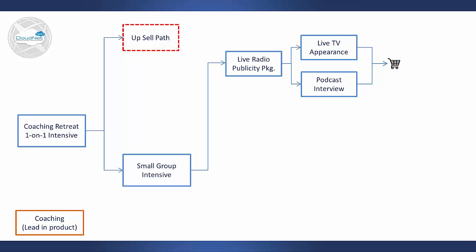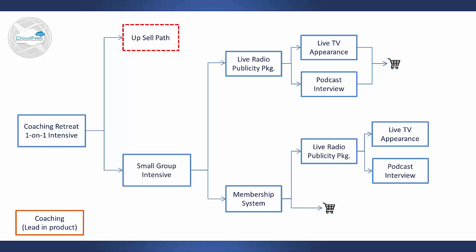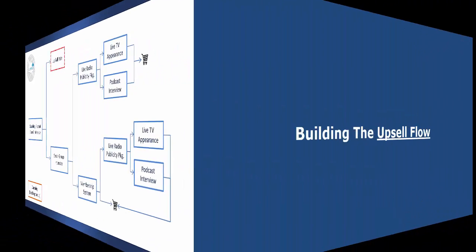And again, stepping back to the small group intensive, assuming they choose not to accept this offer, I can still downsell them into my membership system. And if they reject that offer, again, they'll be routed to the checkout page to complete the order. But if they accept it, I will then put them into the live radio publicity package, live TV appearance, and as a downsell into the podcast interview. And of course, at the conclusion, they will be routed to the checkout page to complete the order.